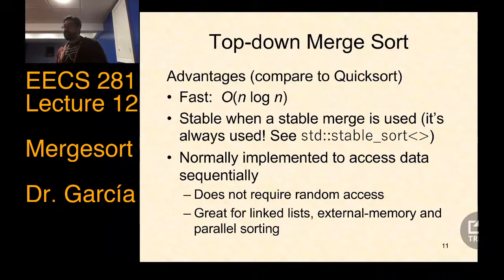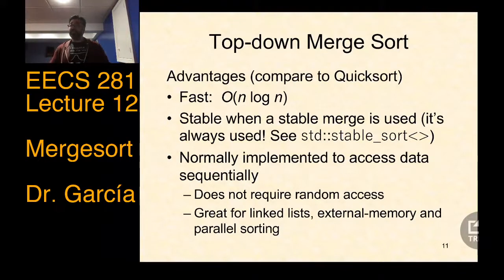Another nice thing about it is the fact that it's stable, right? If you recall, neither heap sort nor quicksort were stable. And of course, the importance of stability is relative to the context of what we're sorting. Oftentimes, we really don't care about stability, so it's completely fine to use heap sort or quicksort. But when we do care about stability, then we will have to fall back to a stable sort like merge sort.